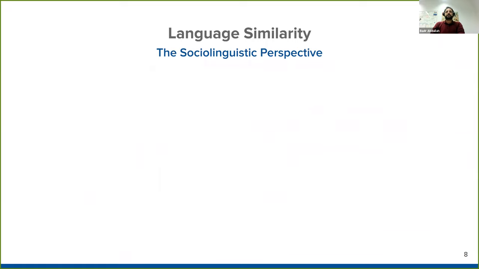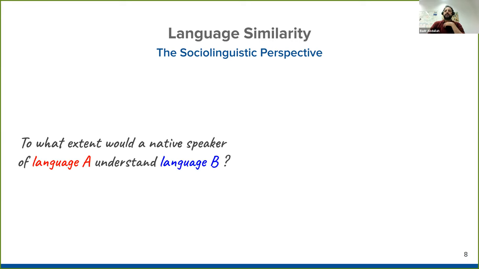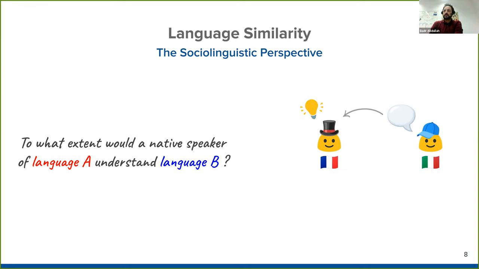But that's not the only perspective from which we can look at language similarity. The other perspective is the sociolinguistic perspective, which is a more communication-centric perspective. And the question here becomes, to what extent would a native speaker of language A understand language B? This question offers us another way of quantifying language similarity, because we can do experimental studies and tests on mutual intelligibility. For example, if we have a French tourist that goes to Italy, and maybe they go to a restaurant, and the waiter starts talking to them in Italian, the question becomes, how much Italian could this French tourist understand? So here the main emphasis is on the cross-language speech communication aspects.